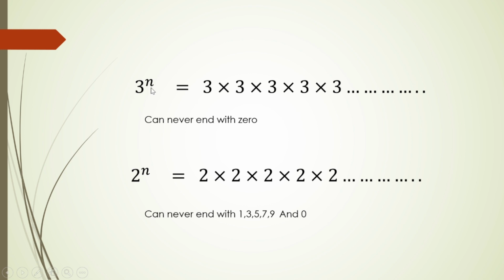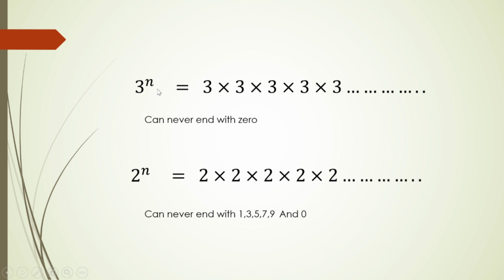whatever may be the value of n, 1, 2, 1000, 2000. If you calculate 3 raised to power 2000, you may use the calculator, you'll never get a number ending with 0. Whatever may be the value of n, n can be from 0 to infinity. You may choose n anything, but this number can never end with 0.